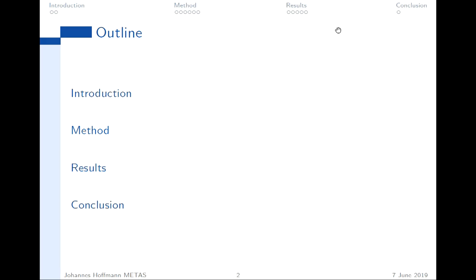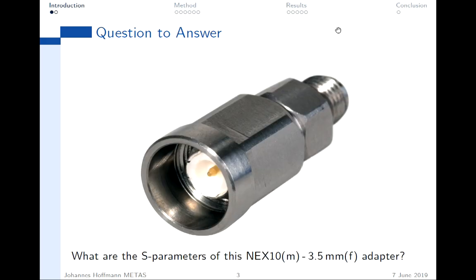So I'll walk you through this presentation. We start off with an introduction on what dielectrically loaded connectors are and why they are used. Then I'll present the method I use to characterize S parameters in there. And then we go to results and conclusion.